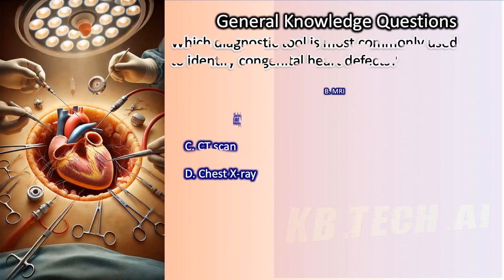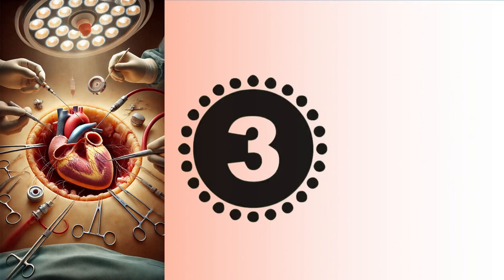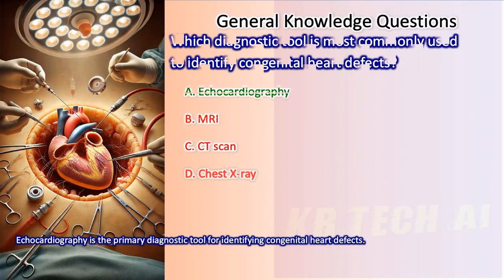Which diagnostic tool is most commonly used to identify congenital heart defects? Option 1, echocardiography. Option 2, MRI. Option 3, CT scan. Option 4, chest X-ray. The answer is option 1, echocardiography.